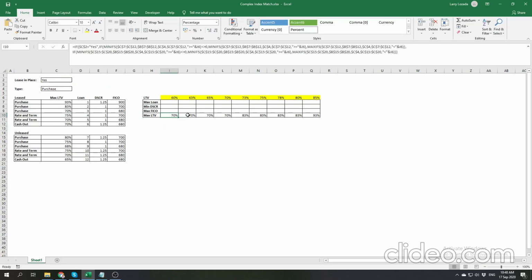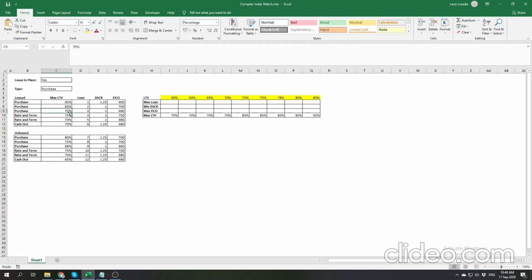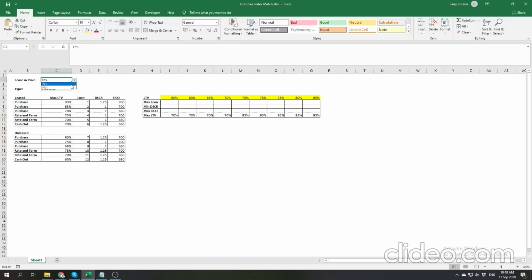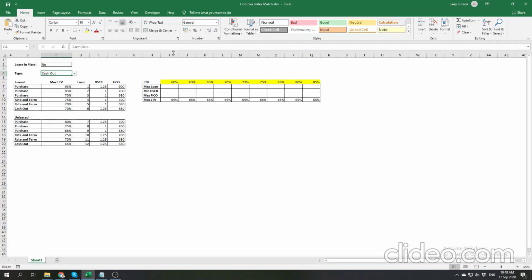70, 70, well, okay. 73, that is percent there. So if we go to no, and this will be cash out everything 65%. Okay, so the formula works.